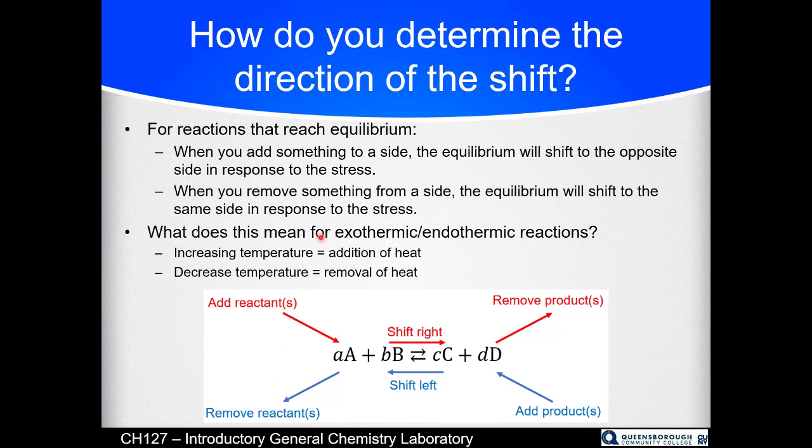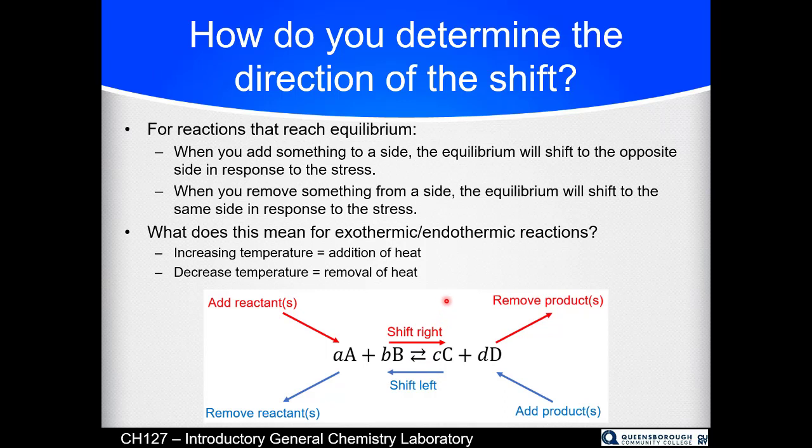Now think about what this means for an exothermic or an endothermic reaction. First of all, we have to remember, is heat a reactant or a product? Is it on the reactant side or the product side for an exothermic reaction? Conversely, is heat on the reactant side or the product side for an endothermic reaction? Now, given what you've said, if you increase the temperature of an exothermic reaction, which way should the reaction shift? If you decrease the temperature for an exothermic reaction, which way should the reaction shift?